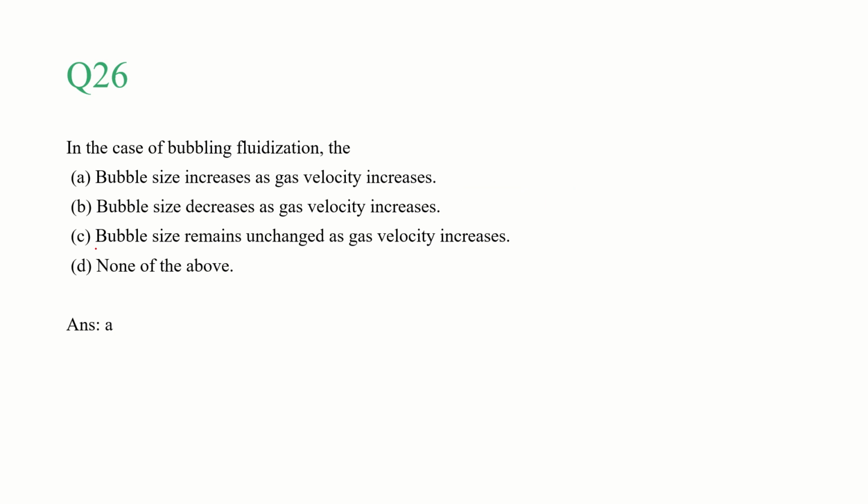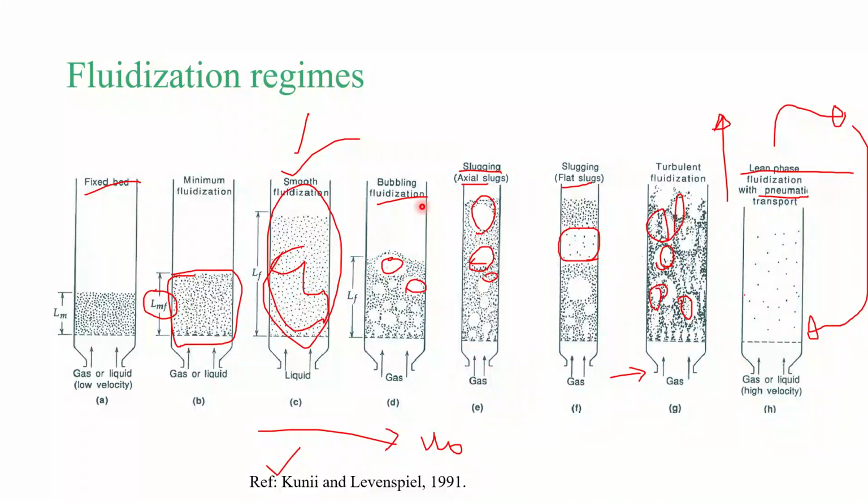We'll just move to question 26. In case of bubbling fluidization, bubble size increases as gas velocity increases. Bubble size decreases as gas velocity increases. Bubble size remains unchanged as gas velocity increases. None of the above. So as we can see, with increase in gas velocity, the bubbles that were smaller over here are increased in size. This is the turbulent region, that is a completely different phenomenon.